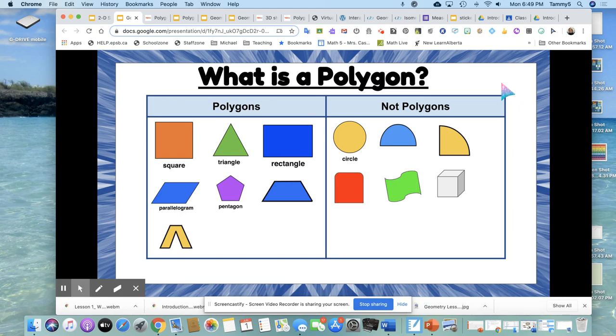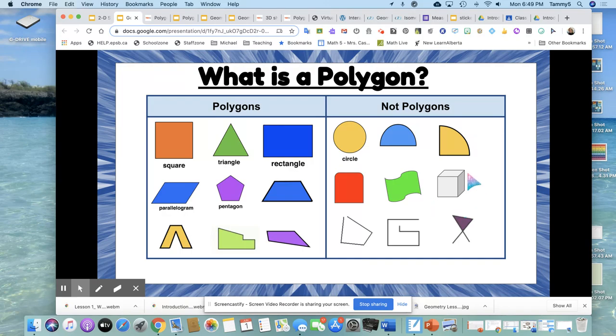This shape down here is a polygon, but this one is not. This shape is a polygon. This is not. Lastly, this is a polygon, and this is not. So let's take a look at these last examples.